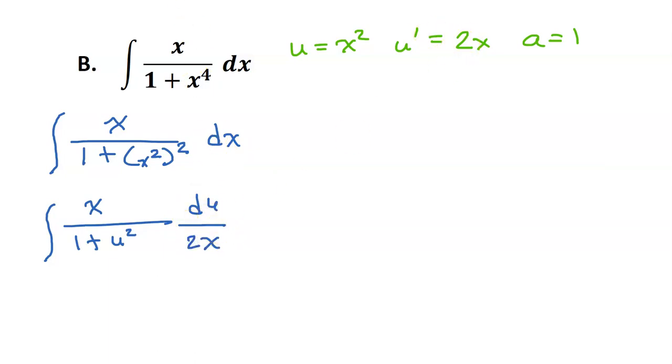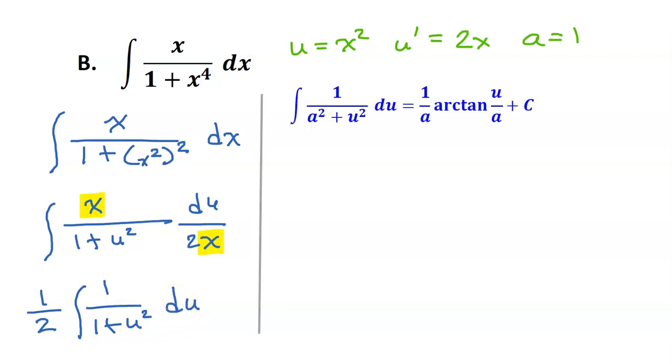But this time, haha, I have x in the denominator and x in the numerator. These cancel out nicely. The 2 in the denominator will come out to the front as a 1/2. And I'm left with 1/2 times the integral of 1 over 1 plus u squared du. This is now a perfect match for the arctangent rule.